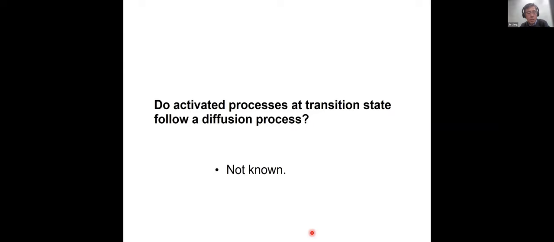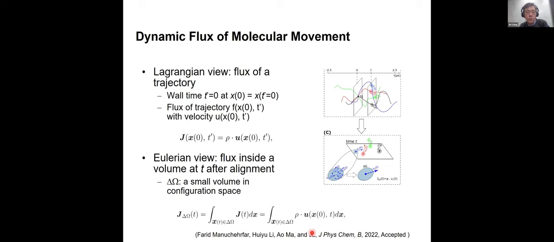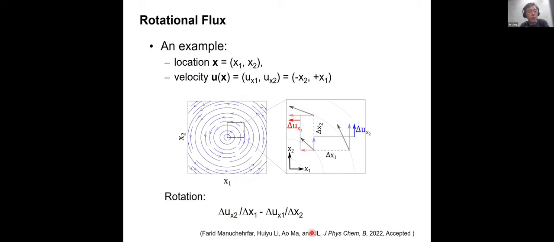So what we decided to do is to look at the dynamic flux of this molecular movement. You can do this using the Lagrangian view, where you get the flux of the trajectories, or you can take the Eulerian view and look at the flux inside a volume at a particular time after you have done the time alignment. We also want to look at the rotational flux. So here's a toy example of a velocity field that shows this kind of rotation, and you can calculate it by looking at changes in these velocities in different components over delta x1 and delta x2 and so on. So this is a way you can calculate this rotational flux.